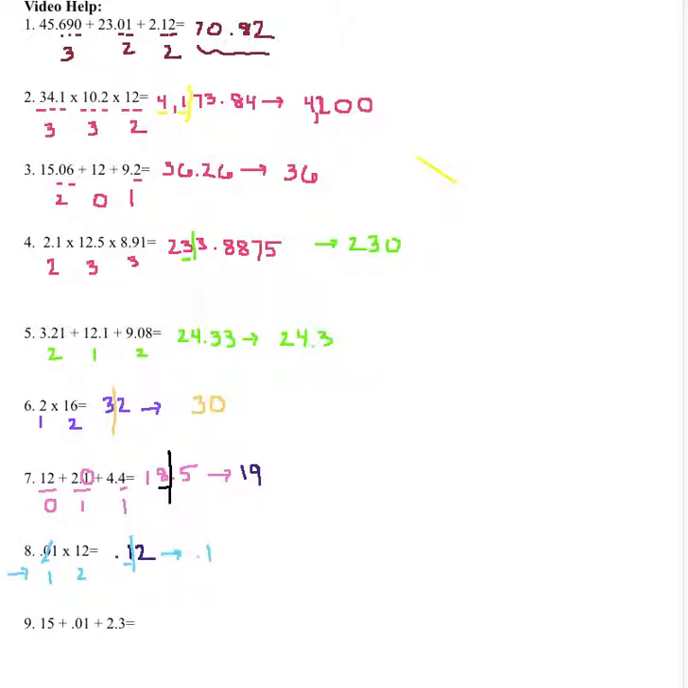Okay. For the last one, I'm adding, so 15 plus 0.01 plus 2.3, and I get 17.31. Okay, since I'm adding, it's based on decimal places, so 15 has 0, this has 2, that has 1, and so as a result, this answer is going to have 0. So my final answer is just 17. And that's it, guys.